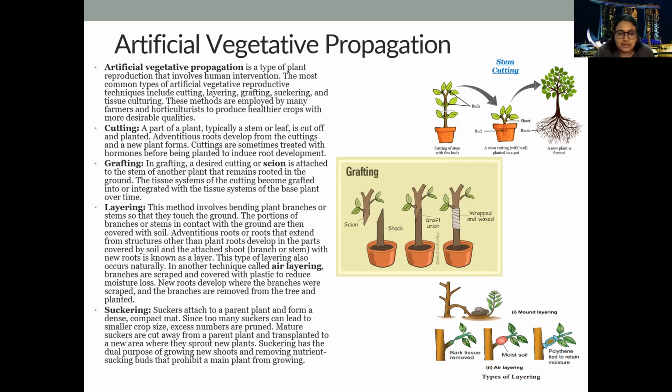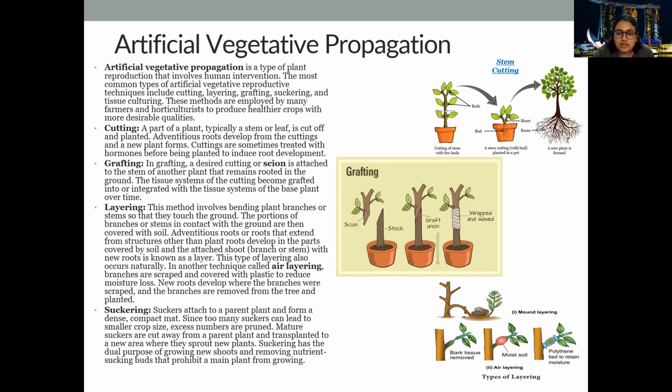So the part covered by the soil, from there adventitious roots will develop, and the attached shoot, like this branch or stem with a new root, is called a layer. This type of layering also occurs naturally, it may happen.